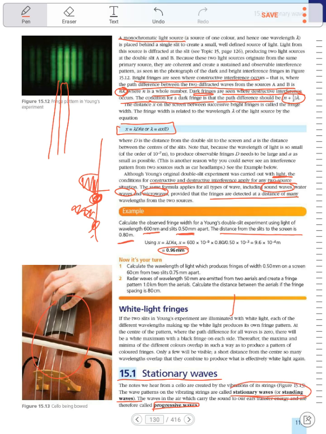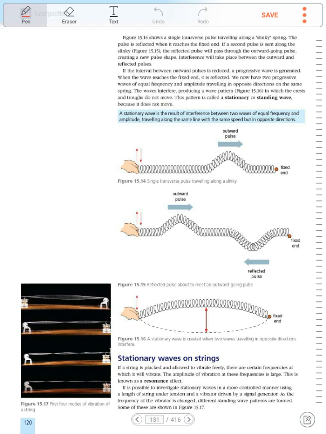Stationary waves are trapping energy. They will not transfer energy from one place to another. So this is the difference between a stationary and a progressive wave. A stationary wave is the result of interference between two waves of equal frequency and amplitude traveling along the same line with the same speed but in opposite directions.